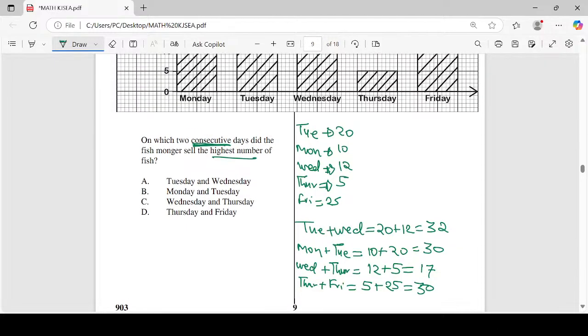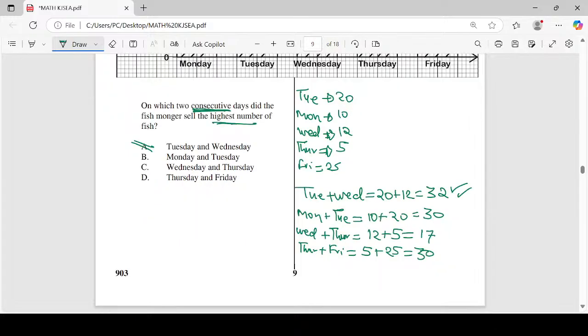They wanted the highest. You look at this, which 2 consecutive days did they sell the highest? They sold at Tuesday and Wednesday. So that is the correct answer, because on Tuesday and Wednesday they sold 32, which was the highest based on the choices we've been given, learners.